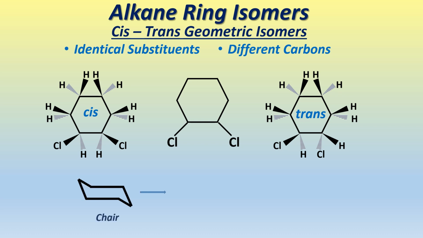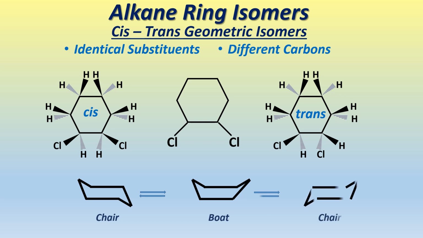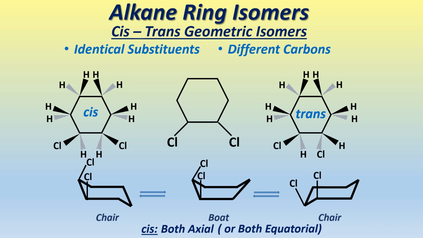This holds true through all conformations. As one goes from a chair to a boat to the opposite chair, for the cis isomer, regardless of which conformation you have, the chlorine substituents in this case are going to be facing the same direction. That could either be both axial or both equatorial.